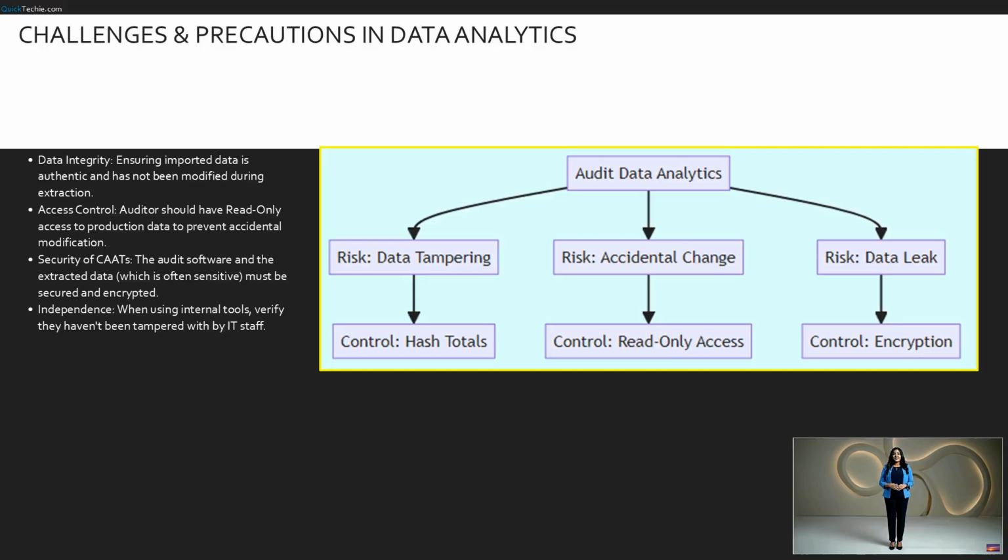Verify your tools. This visualizes the risks and controls. The central process is audit data analytics. We face risks like tampering, accidental change, and data leaks. We mitigate these directly. Hash totals prevent tampering, read-only access prevents accidental changes, and encryption prevents data leaks. These controls are non-negotiable.